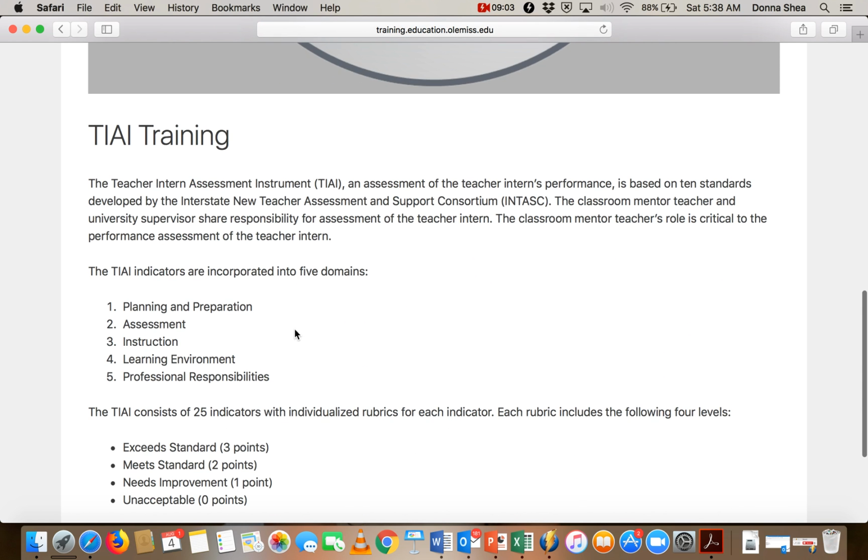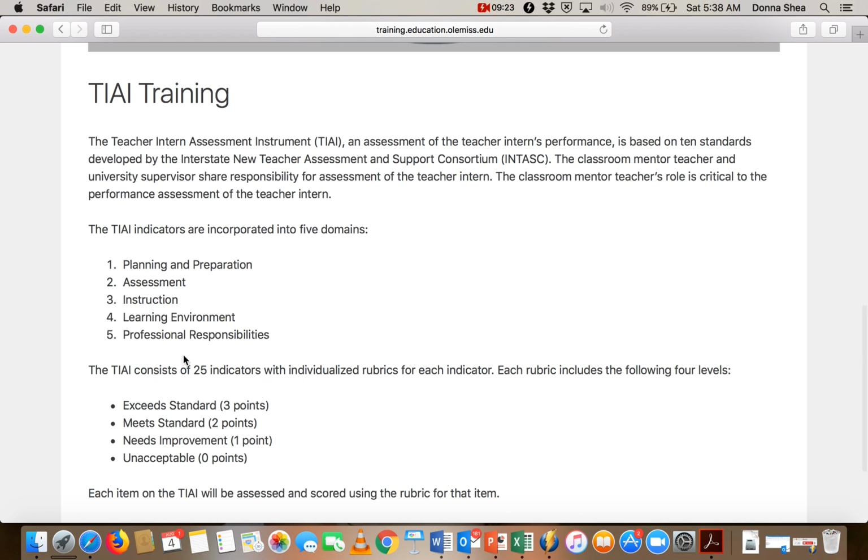So the TIAI is composed of 5 domains. You're going to be assessed on your planning and preparation, your assessment, your instruction, your learning environment that you create and maintain and adjust, your professional responsibilities. And within that TIAI, for each one of the 25 indicators, you're going to be rated unacceptable, needs improvement, meet standard, or exceed standard.